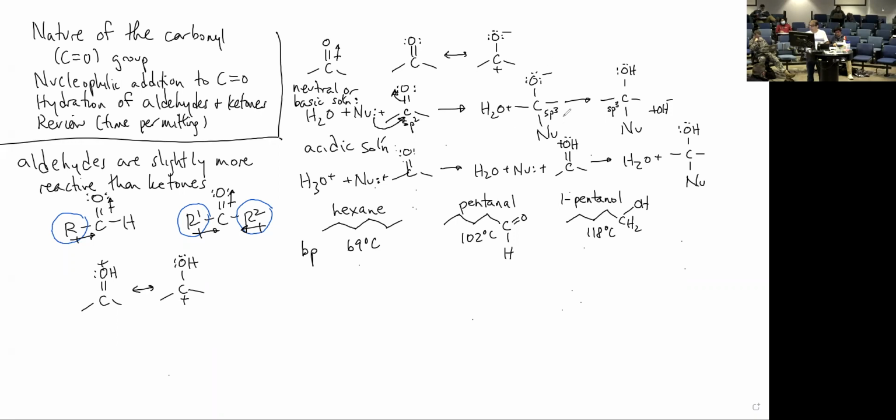And once we have this intermediate with the minus charge, again, this is what you would find in, I would say, neutral to alkaline solution. Then this species can abstract a proton from water in order to give you hydroxide ion and the final addition product. I can even show you what that mechanism looks like.